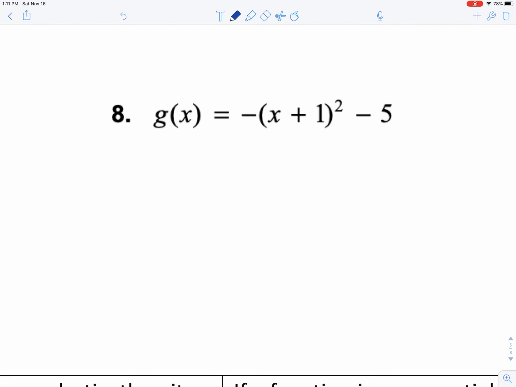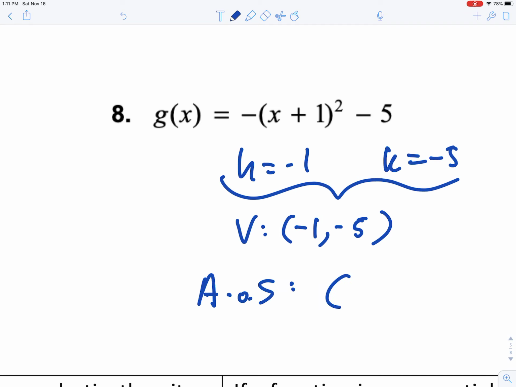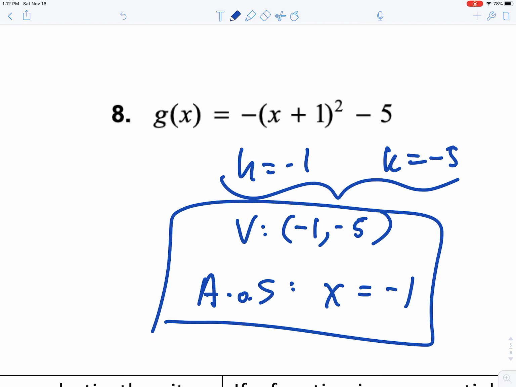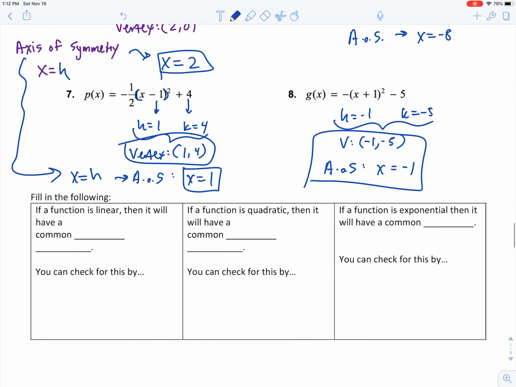Over here, your h is equal to -1, your k is equal to -5. Putting those things together, your vertex is (-1, -5). Your axis of symmetry is x equals -1. Okay, so we went through 4 of them, even actually a 5th problem, rather quickly.